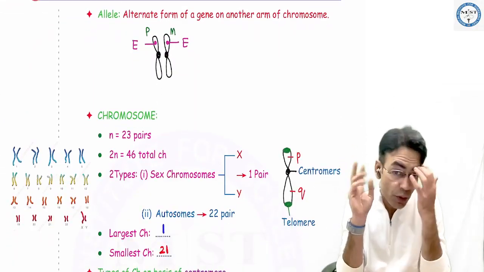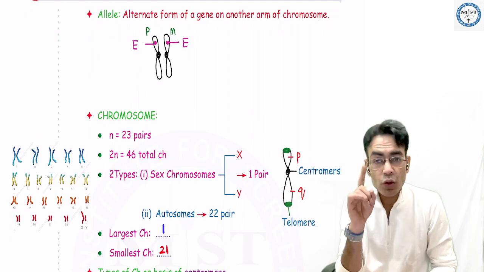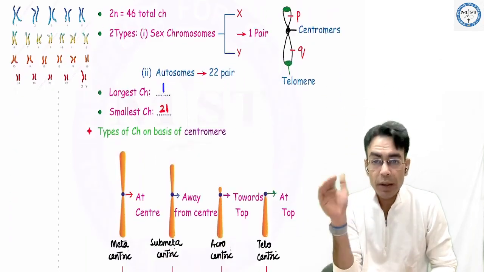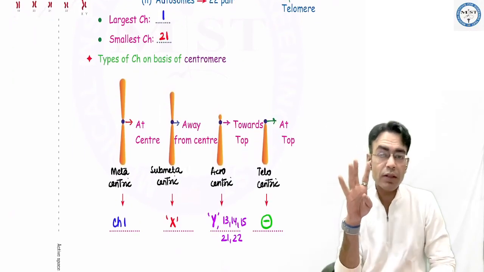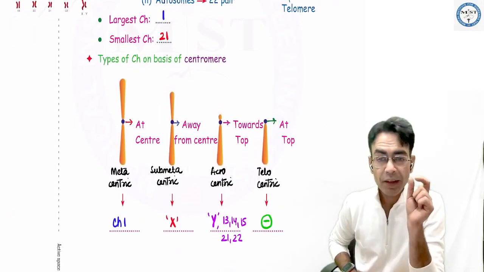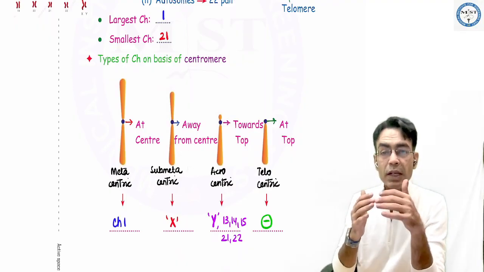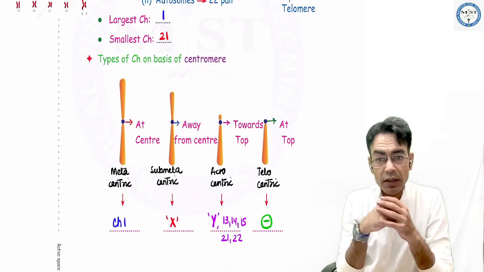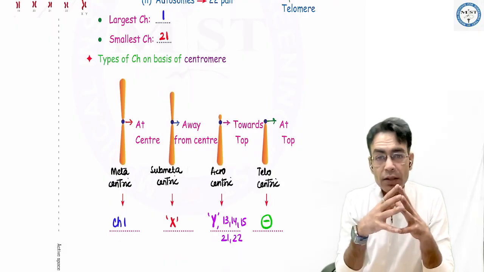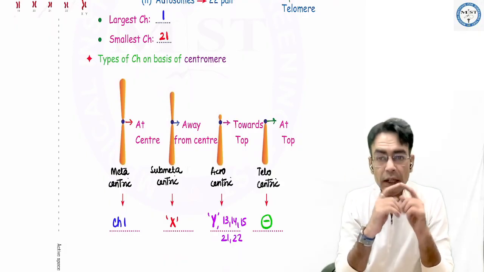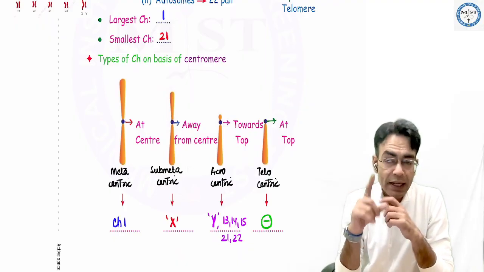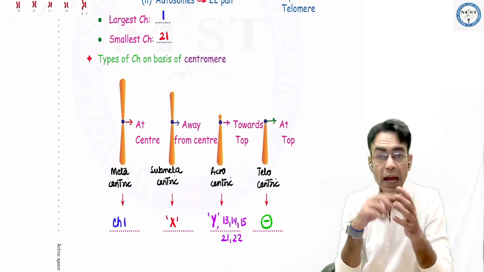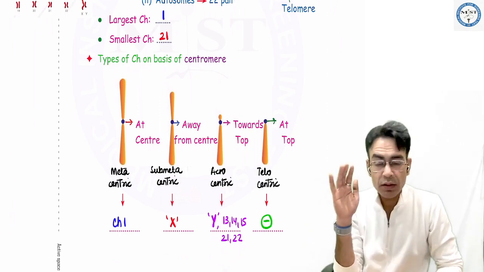One pair of sex chromosome, 22 pairs of autosome. Largest chromosome is 1 and smallest is 21. Okay, not 22. On the basis of centromere, you have four types of chromosome. When the centromere is at the center, metacentric; away from the center, submetacentric; towards the top, acrocentric; and at the top, telocentric. Now chromosome X is your submetacentric, chromosome 1 is metacentric, and chromosome Y is acrocentric, and other autosomes which are acrocentric are 13, 14, 15, 21, 22. And telocentric chromosomes are not present in humans.